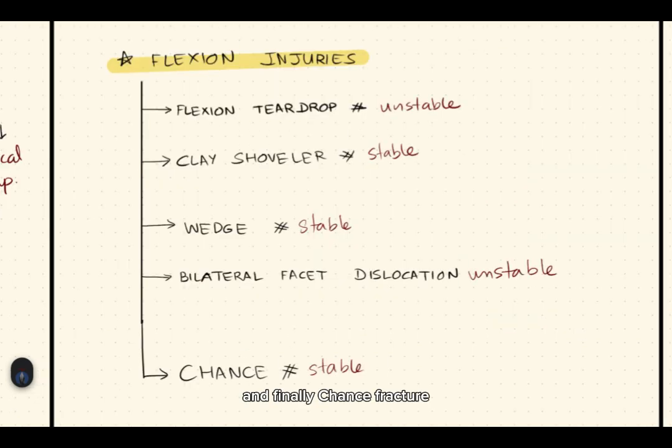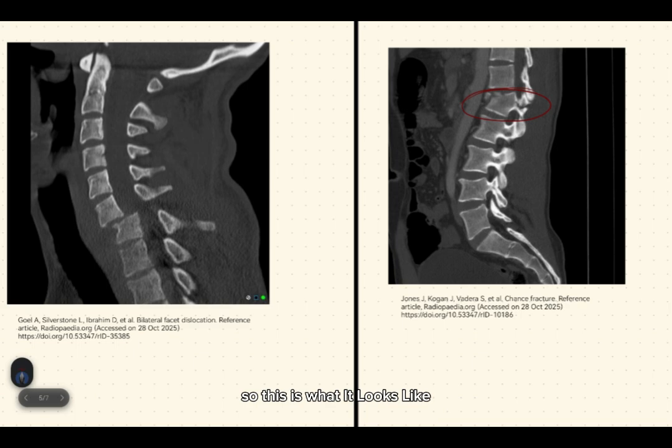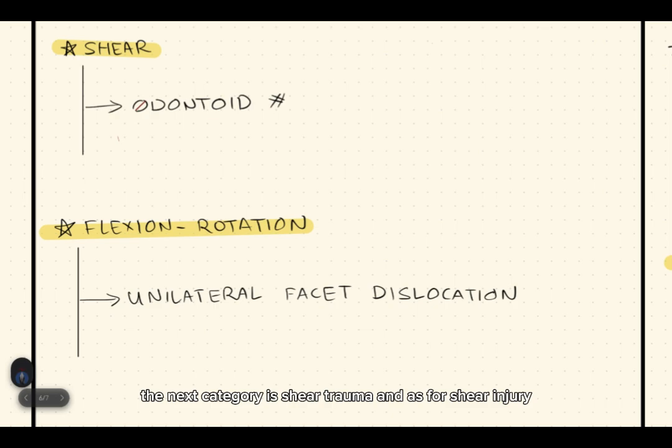And finally, chance fracture that occurs with a combination of distraction and flexion forces, but it is usually stable. So this is what it looks like, the fracture extending to the transverse process. The next category is shear trauma, and as for shear injury, imagine spine as a stack of buildings.